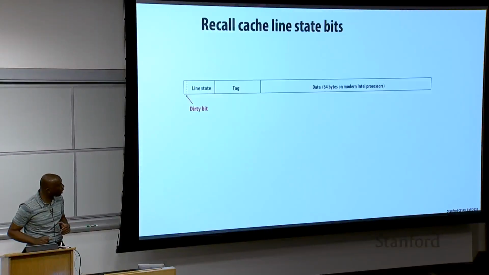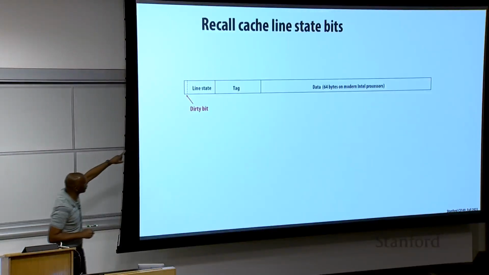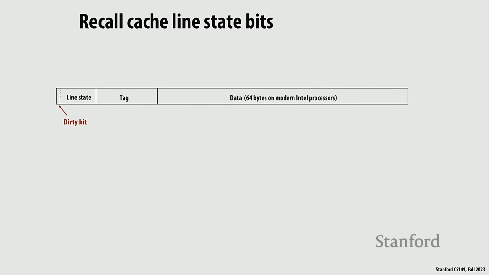Okay, so let's see how this works. We reminded you that we talked about a cache line. We said there's the data component and the metadata. And part of the metadata is the tag that indicates the address of the line that is contained in this particular cache line. And then the dirty bit indicating that the data has been modified in the cache, and then the line state, which is going to be used in the cache coherence protocol.